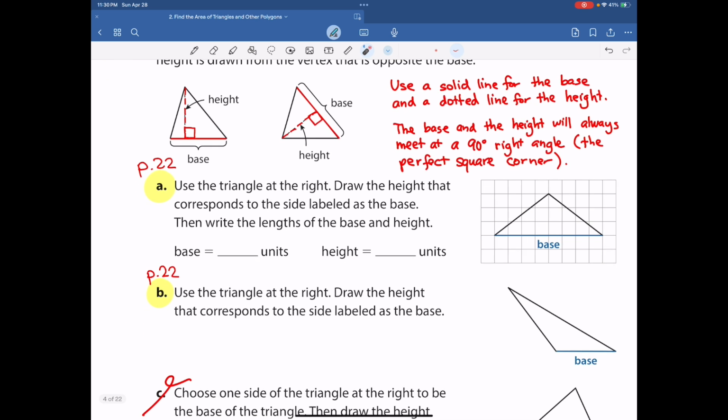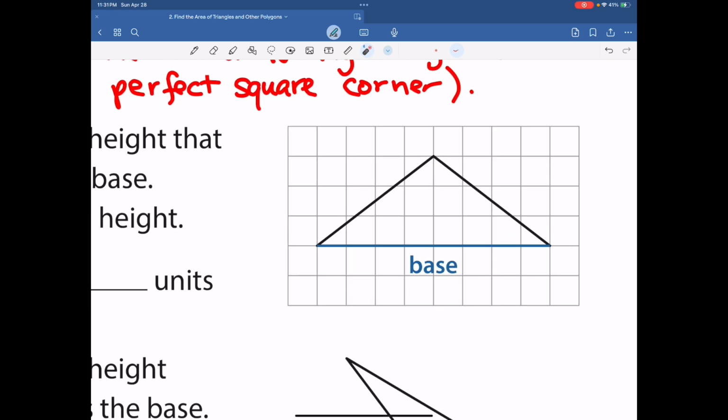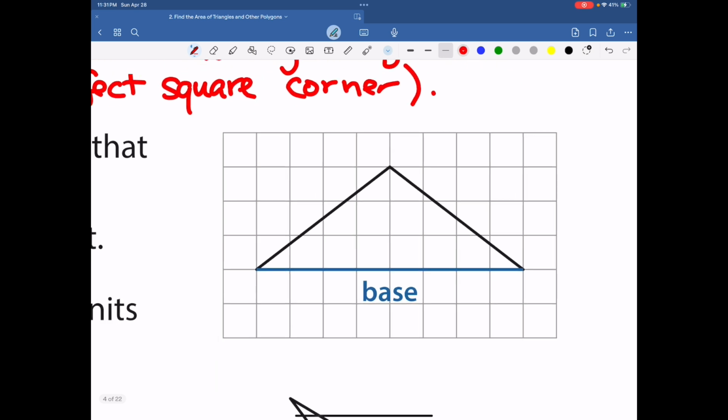Here's letter A. Use the triangle at the right. Draw the height that corresponds to the side labeled as the base. Then write the lengths of the base and the height. So let's go ahead and use a solid line for the base. Go ahead and trace. And let's measure. We have 1 unit, 2, 3, 4, 5, 6, 7, 8. The base is 8 units long.